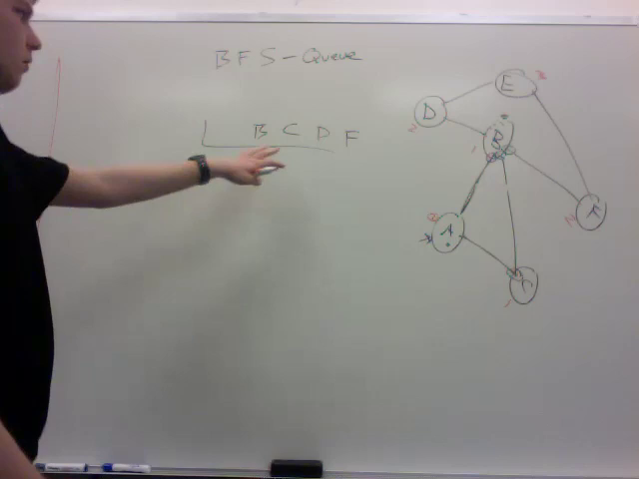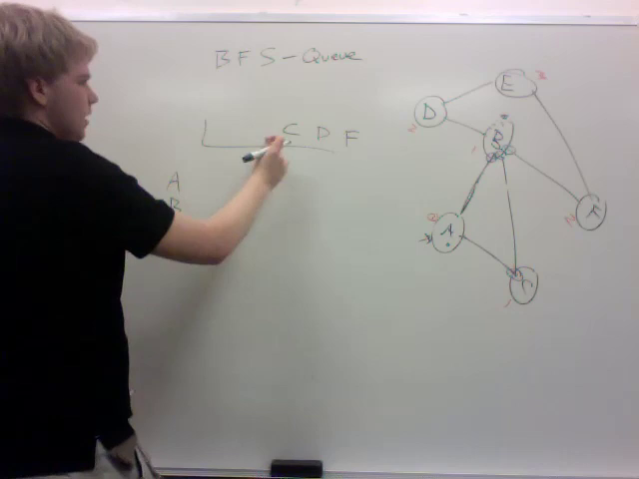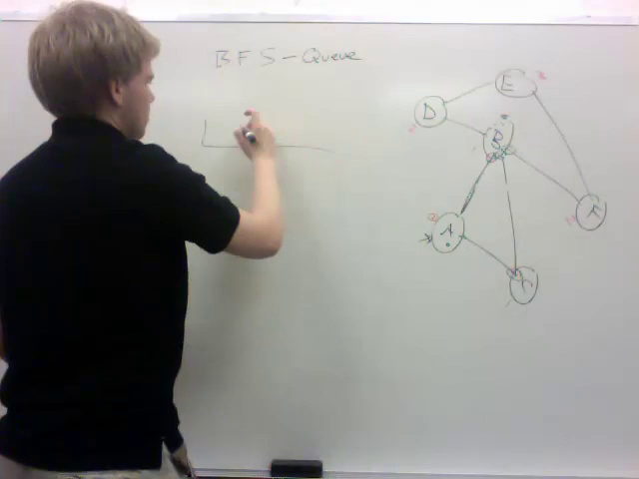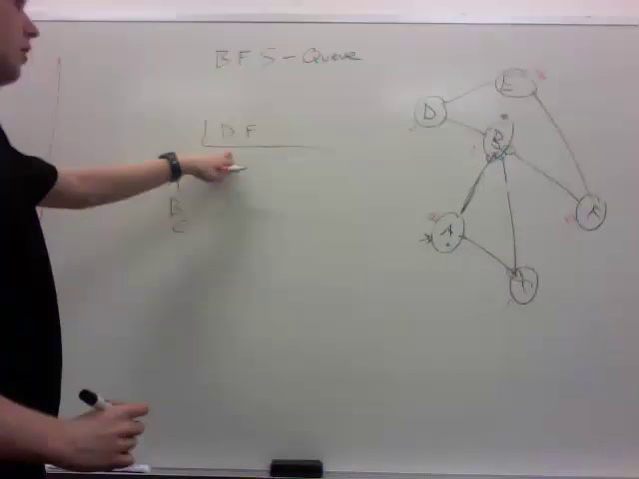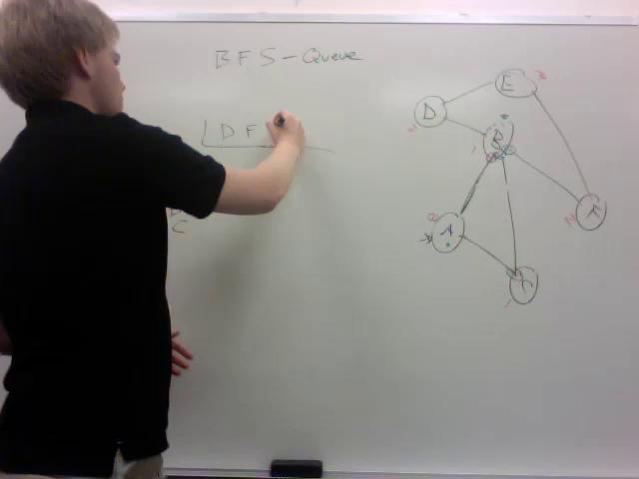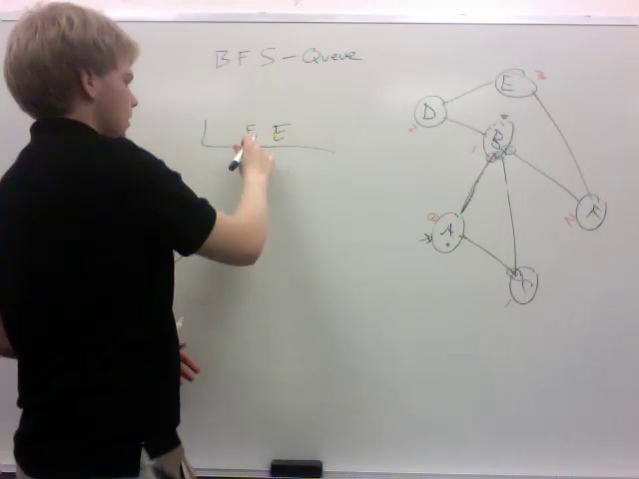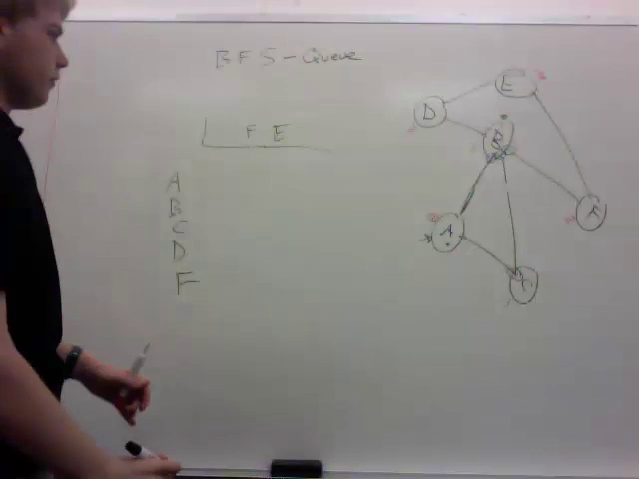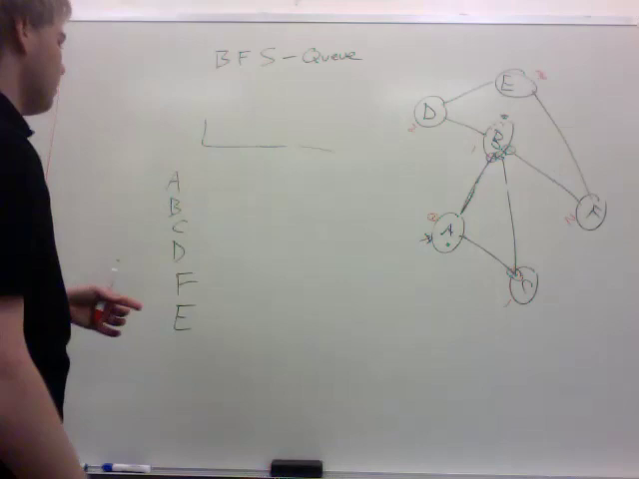So then we visited B. Now we look at C. C doesn't have any new neighbors, so we just visit it. And I'm going to shift this over. So now we look at D's neighbors, and we'll add E. And so we visit D. Then we'll look at F's neighbors. We've already added E. So we'll just visit F, and then we'll visit E. And so now we visited everything, and this is the order that we visited them in.